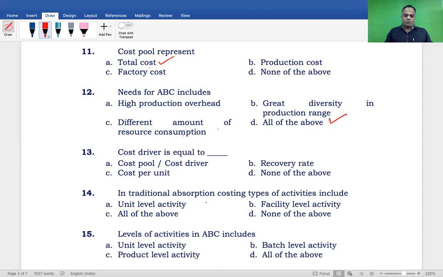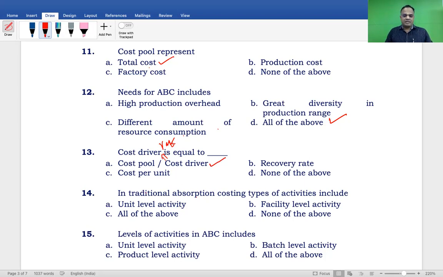Cost driver rate is equal to what? Cost driver rate is equal to cost pool divided by cost driver. That is the formula: cost pool divided by cost driver.